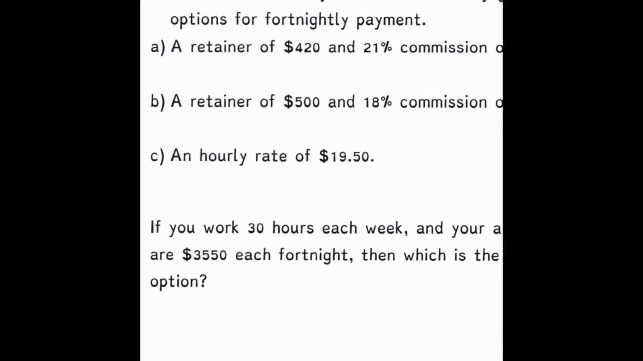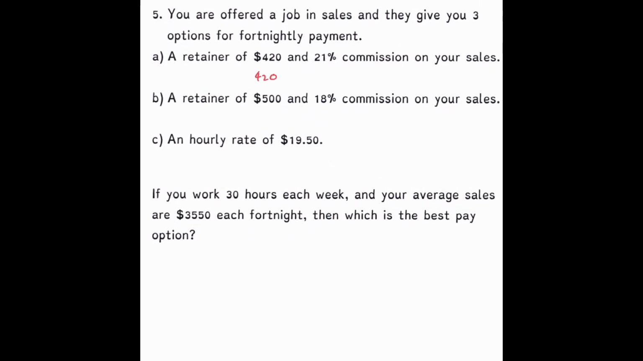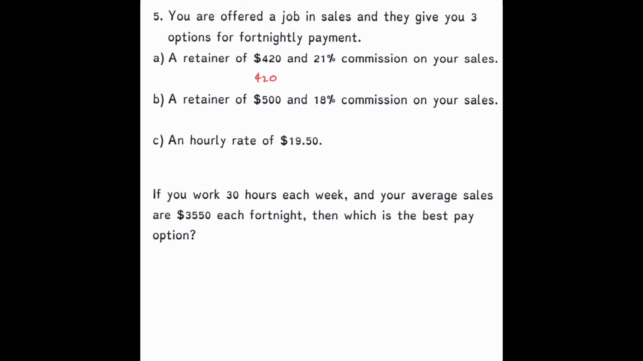So a retainer means you're always getting $420 in that fortnight. You're then also getting 21% of whatever you sell. That's what a commission is. So people at like Harvey Norman or a car dealership, they're really incentivized to make sales because they get a commission on what they sell.